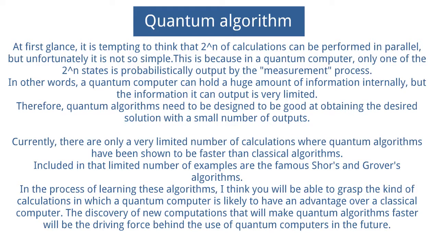This is because, in a quantum computer, only one of the 2 to the power n states is probabilistically output by the measurement process. In other words, a quantum computer can hold a huge amount of information internally, but the information it can output is very limited. Therefore, quantum algorithms need to be designed to be good at obtaining the desired solution with a small number of outputs. Currently, there are only a very limited number of calculations where quantum algorithms have been shown to be faster than classical algorithms. Included in that limited number of examples are the famous Shor's and Grover's algorithms.